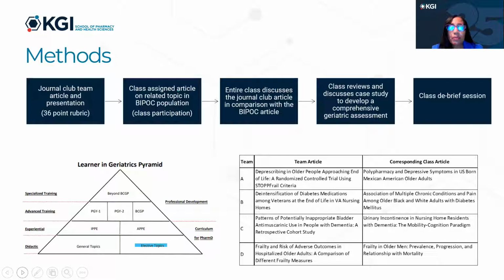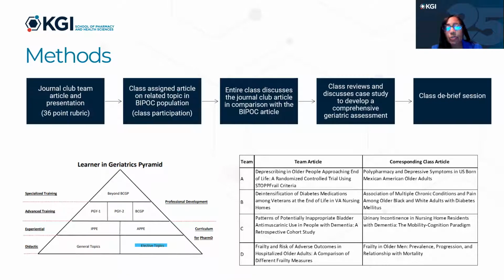So the process, or the methods, is that teams of students were assigned a journal club article based on a topic in geriatric care, whether it's urinary incontinence, delirium, or dementia, and the students had to present within 15 minutes using a 36-point rubric, which was shared with the students ahead of time.